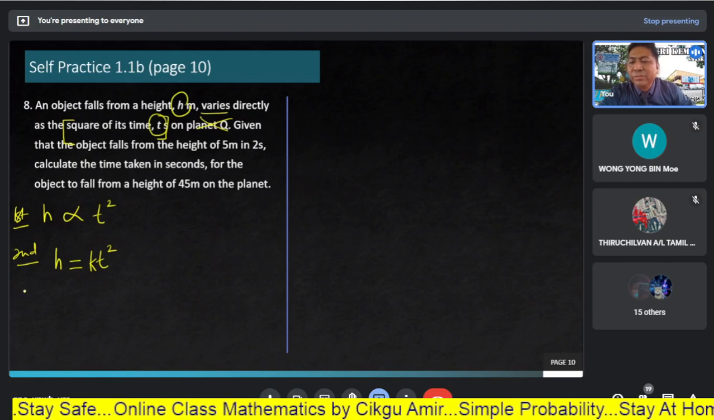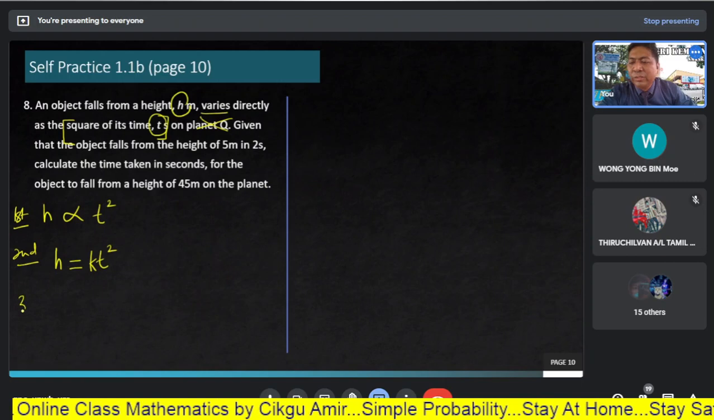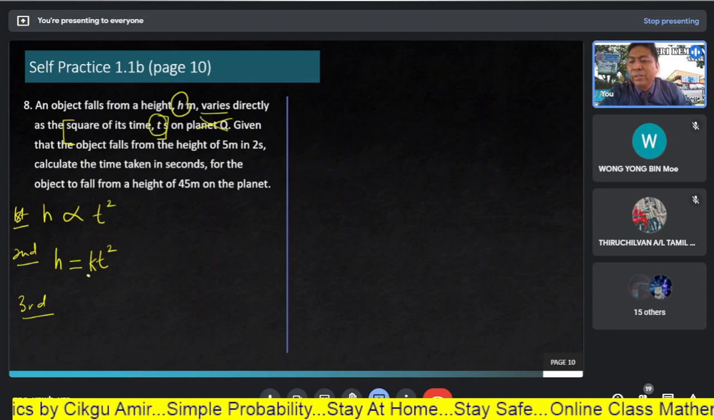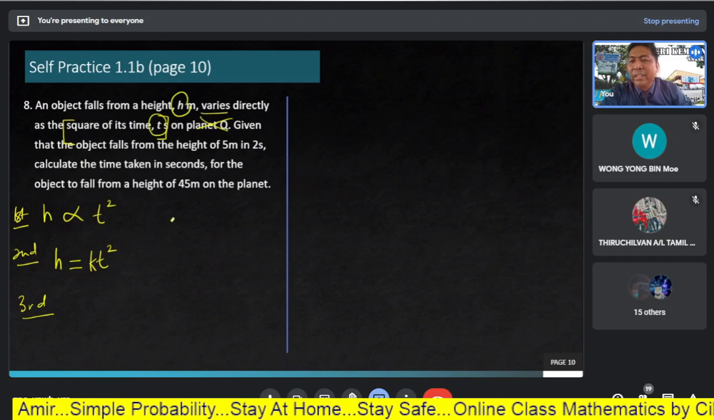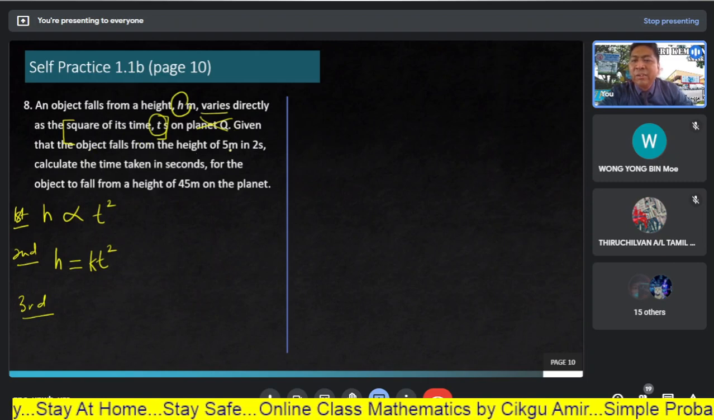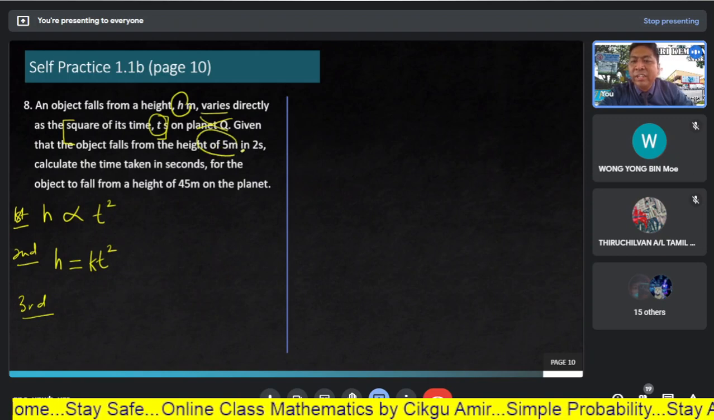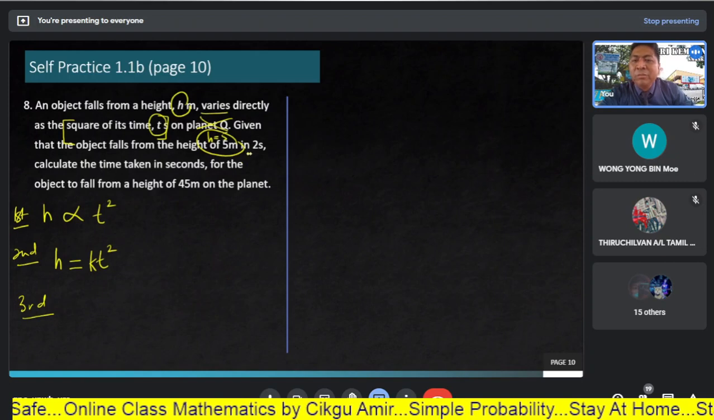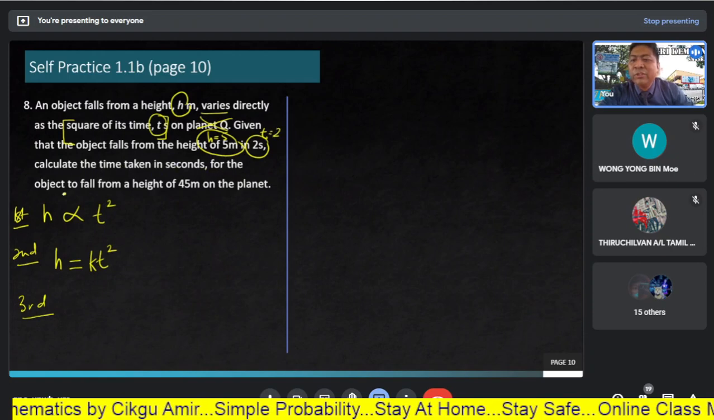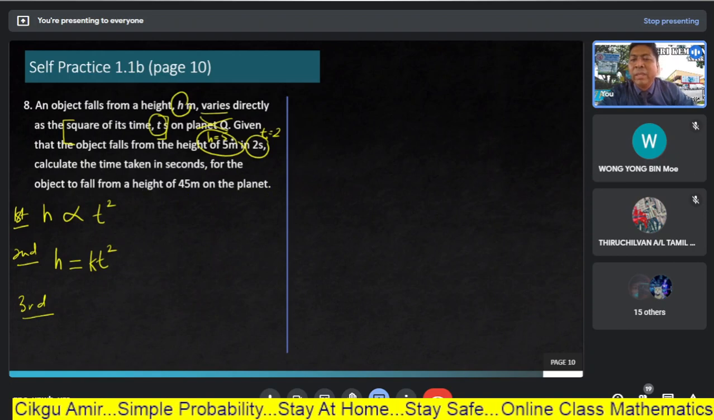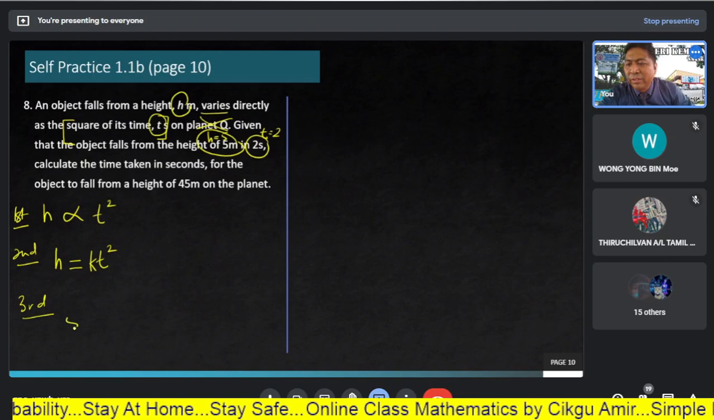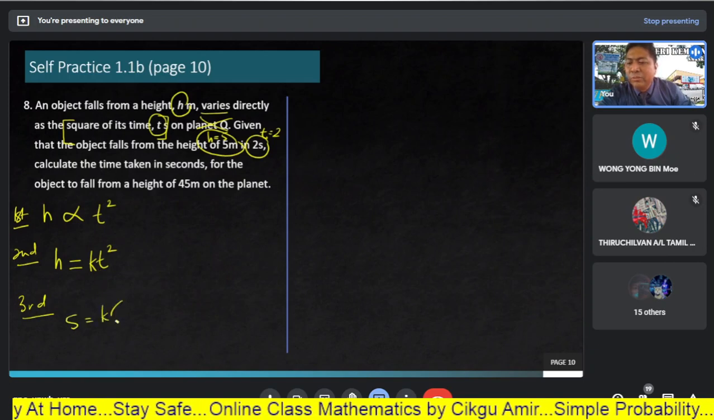Third step is substitute, to find the value of k. To find the value of k, we must find the values of H and T in the question. Given that the object falls from a height of 5 meter, this is H, so the value of H is 5, in 2 seconds, so T is 2 seconds. The value here is H is 5, T is 2.